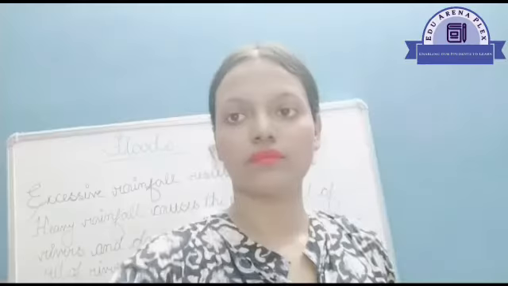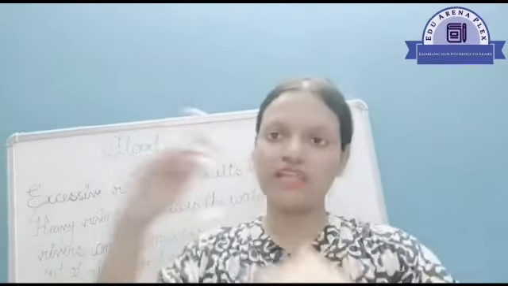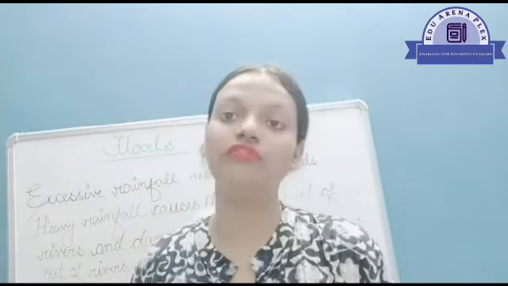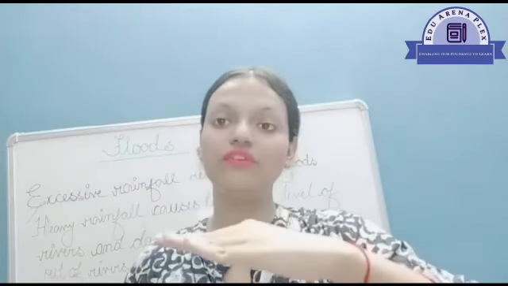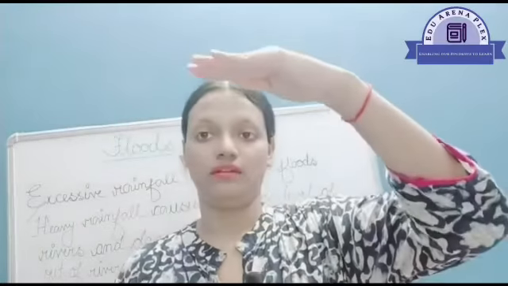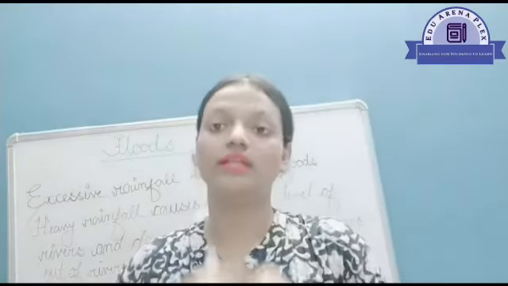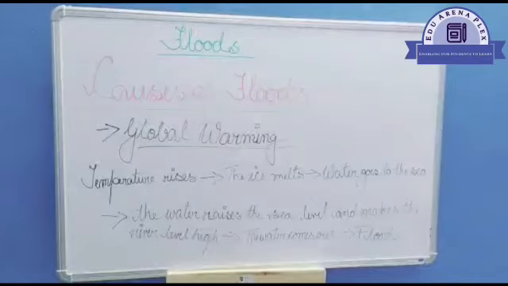So I hope you could see I drew two levels. What happens when there is excessive rainfall? The level of the rivers or the dams gets raised. Then the water comes out of the river and ultimately causes flood. I hope you can see. If I stand in between, you will not be able to see anything, so I'm not there.